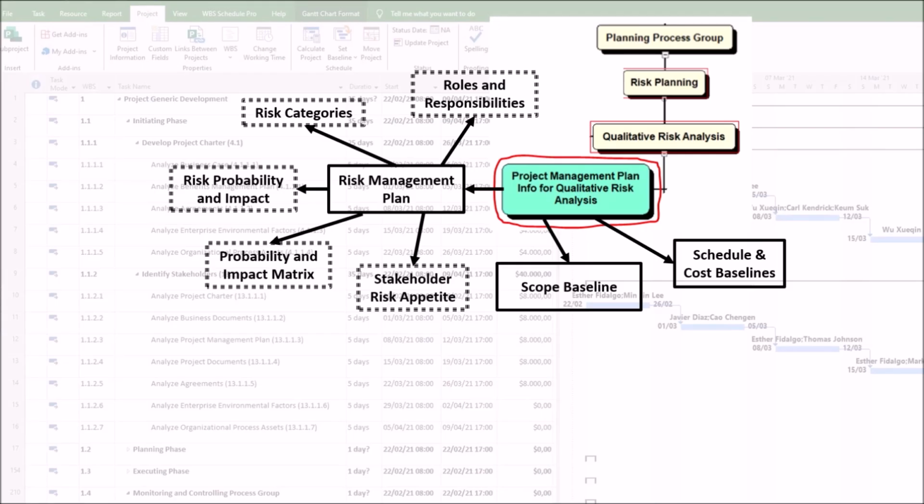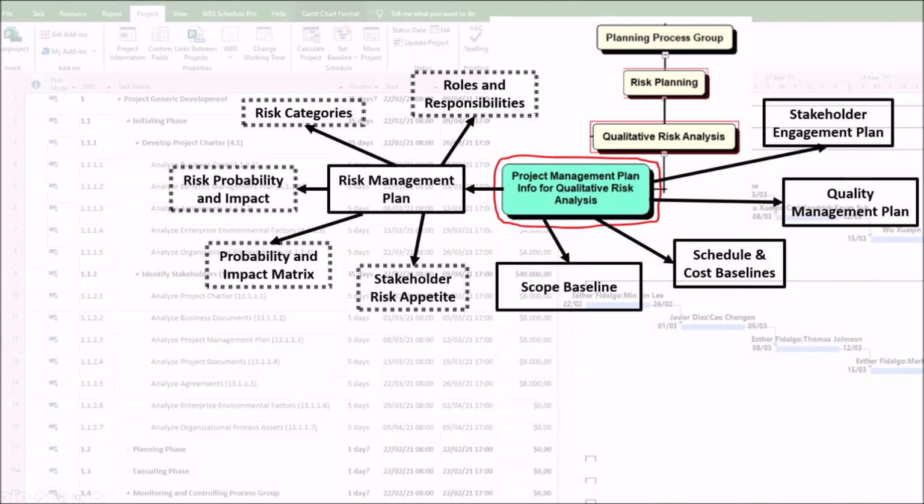For example, a 1-week delay is low impact on a 3-year project, but high impact on a 1-month project. Quality Management Plan provides criteria for assessing risks related to product quality and compliance. Stakeholder Engagement Plan identifies key stakeholders who should be involved in the risk assessment workshops due to their influence, expertise, or perspective.